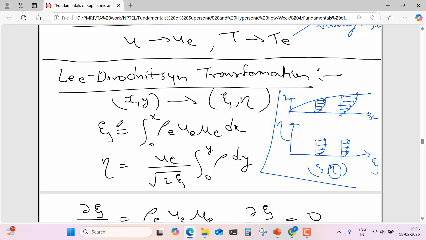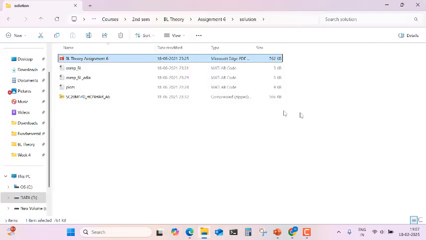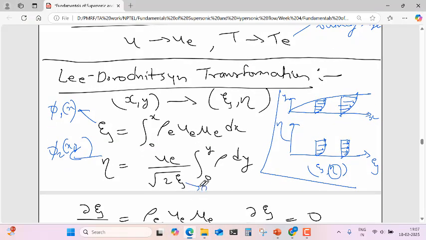So here this xi will be taken as the integral from 0 to x of rho_e mu_e u_e dx, and eta equal to u_e over root 2 xi times the integral from 0 to y of rho dy. We saw this before also. Here you can see this xi is a function of x only, and this eta is a function of x and y.